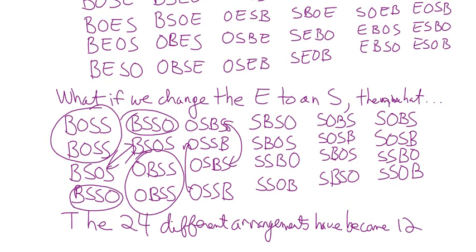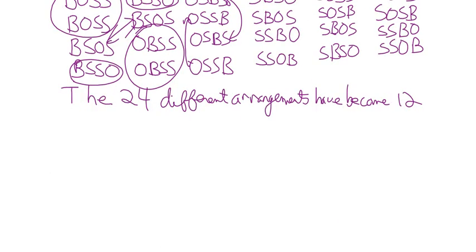Now, what fraction of the original do we now have that are different? Half of them, right? So we have a half, or 1 over 2 factorial, of the original arrangements.